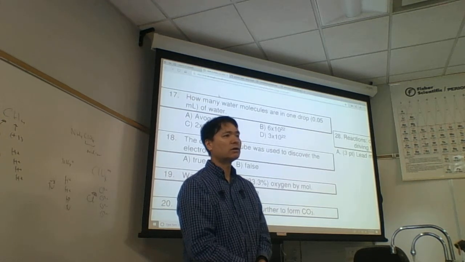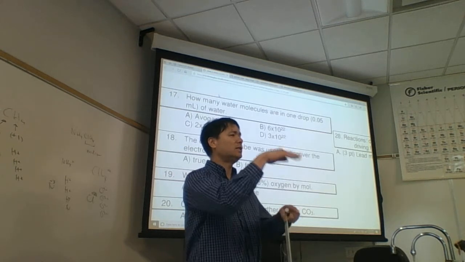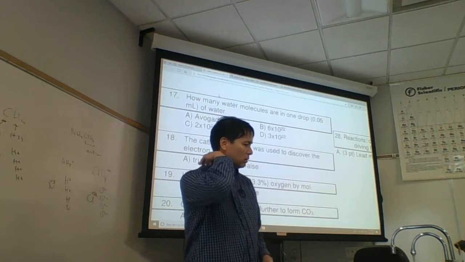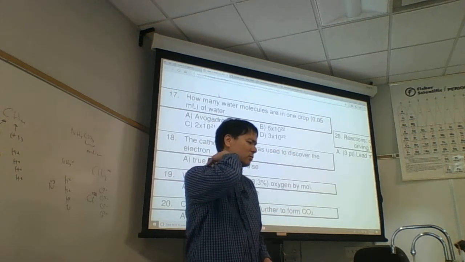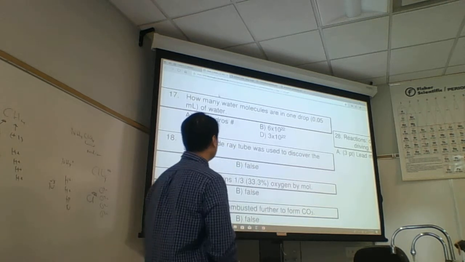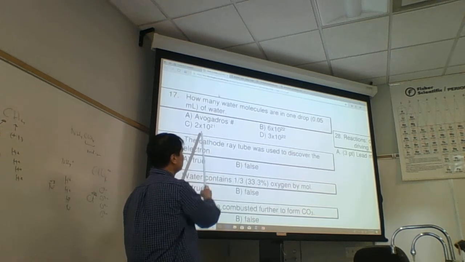Is that 1 mole of water? No, it's a lot less than 1 mole because 18 grams is a mole of water. And so since it's only a fraction of a mole, then we'll only have a fraction of Avogadro's number.